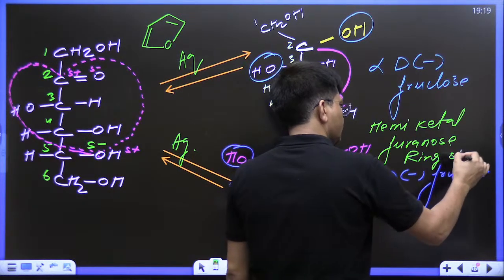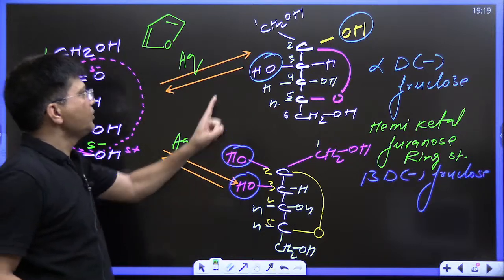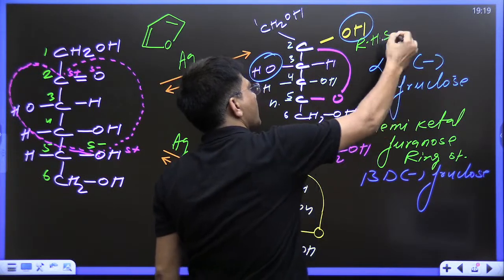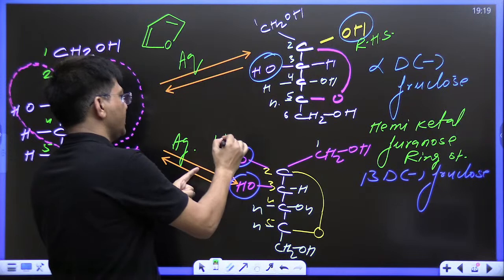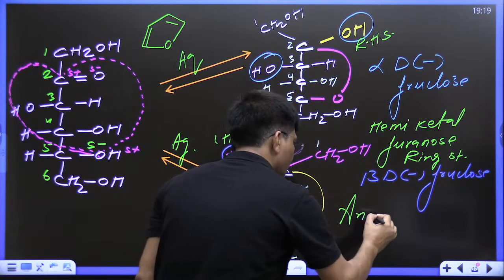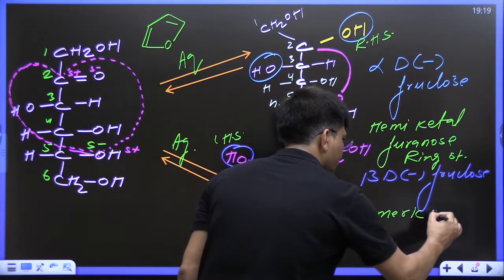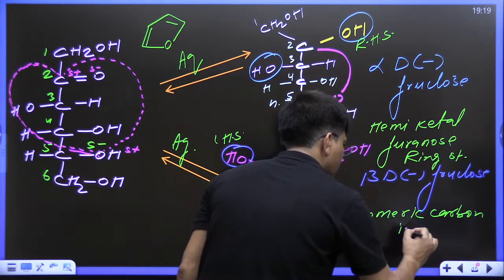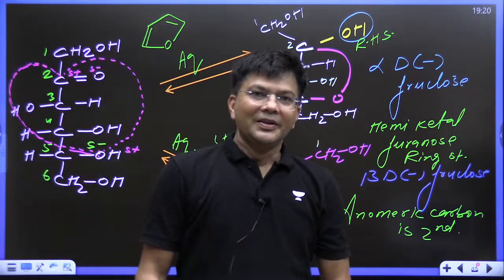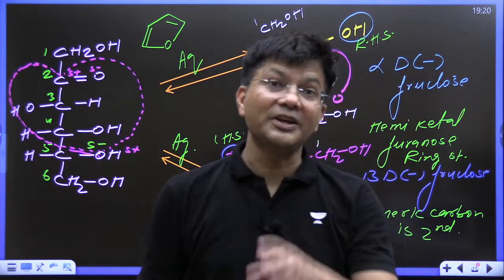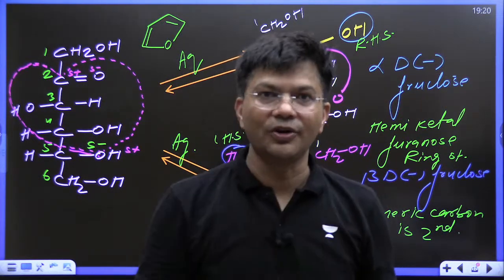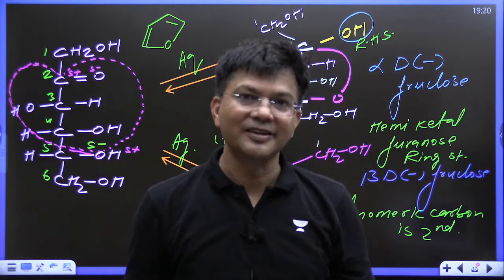So you can see these two compounds are differing only at the second carbon. Here the second carbon OH is on the right hand side, and here the second carbon's OH is on the left hand side. So these are a special type of epimers known as anomers, and their anomeric carbon is the second carbon. It really holds a whole lot of weightage because it is not only in chemistry, it is equally important in your biology also. So two portions you are going to cover at a single place.